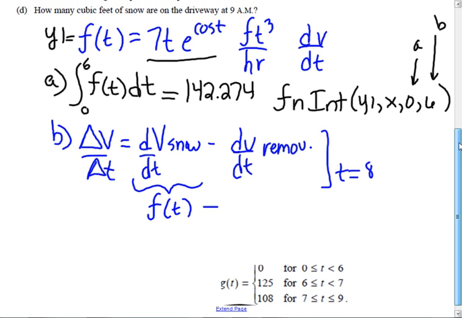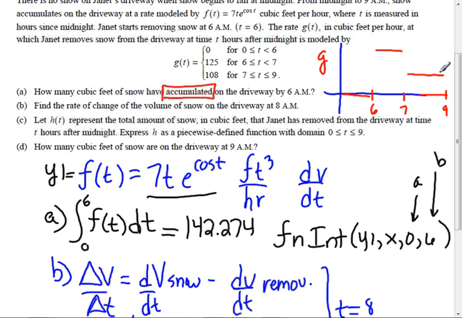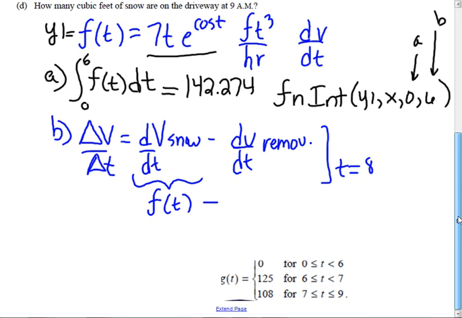Now I have to look at my little chart. How fast are you removing it at 8? 108. So this would be g of 8 if you want to write that. I don't know what the answer is, but it's minus 108. So it's f of 8. That's only 1 point.